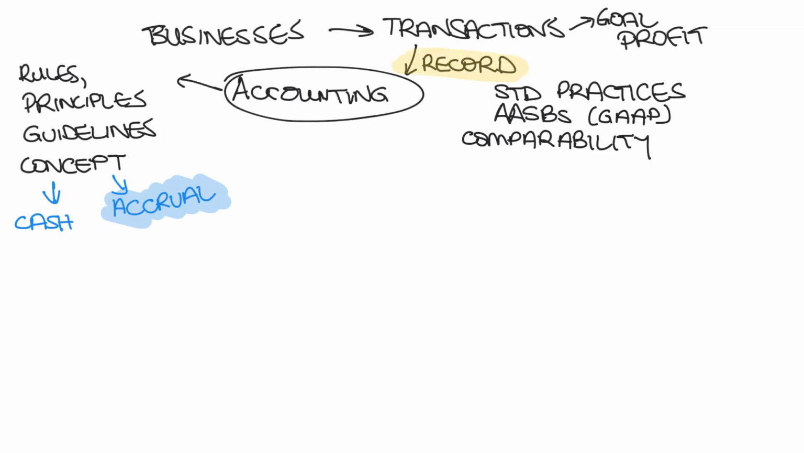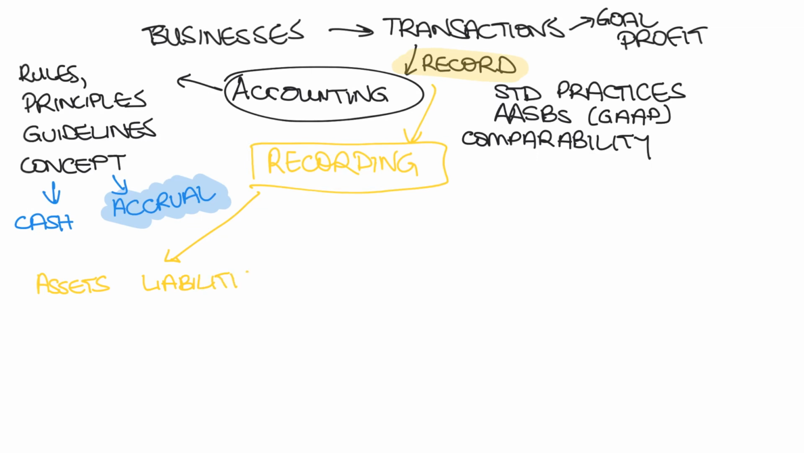And that recording of accounting happens in a couple of different ways. Now, that recording process starts by needing to understand the accounting transaction. We've got assets, we have liabilities, and we have owner's equity.